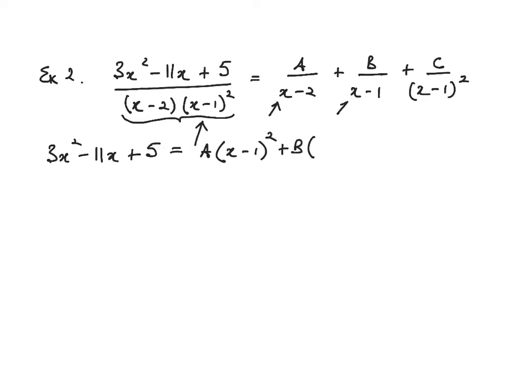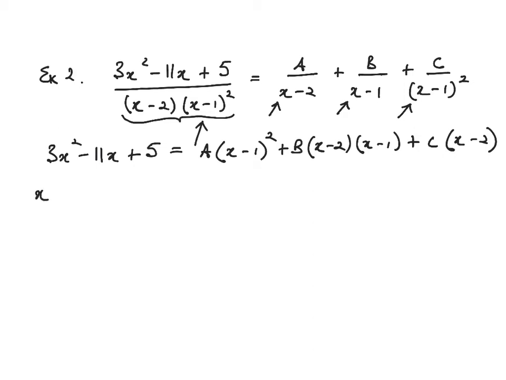I'm going to multiply this by x minus 2, x minus 1. And I'm going to multiply this by x minus 2. Now in this example I've cut out an intermediate line. I hope that this is okay. So what we do now is we choose values of x that make the brackets on the right hand side equal to 0, one at a time.